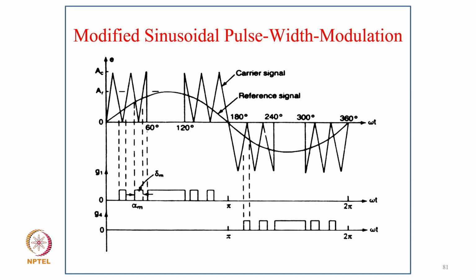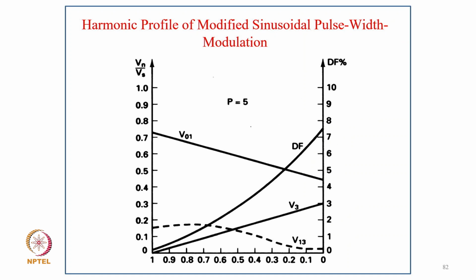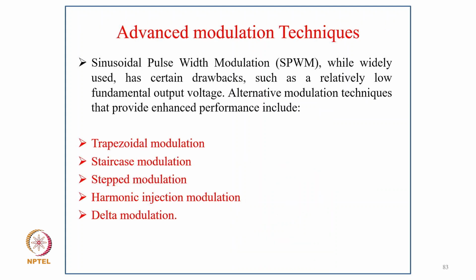Here you have a different kind of symmetry of the carrier wave, and you compare it with the sinusoidal reference, and you can see how the output voltage gating signals are obtained, giving the voltage waveform. So here again for p equal to 5, you can see the harmonic variation: the fundamental, third, 13, and the DF distortion factor.